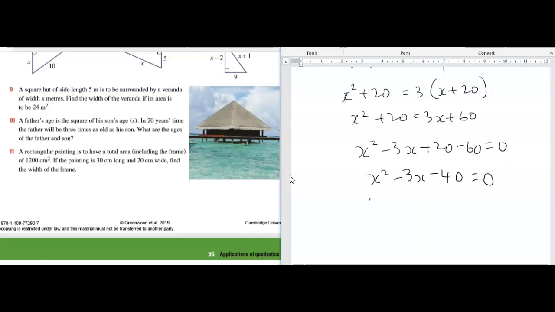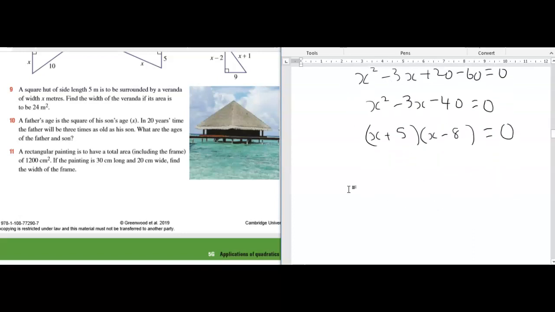Okay, so my two numbers are going to be 8 and 5. So x, and one's going to be positive, one's going to be negative. So positive 5 and negative 8. Okay, so we've got x plus 5 equals 0, x minus 8 equals 0. So x equals negative 5, x equals 8.